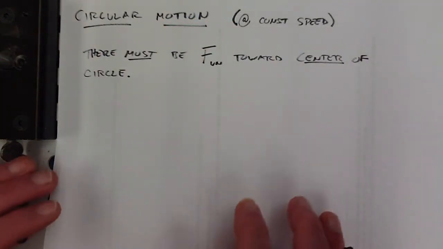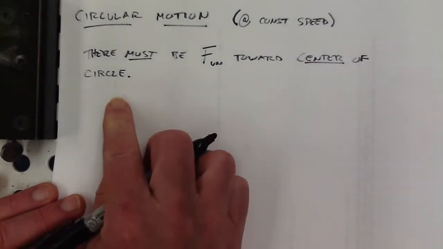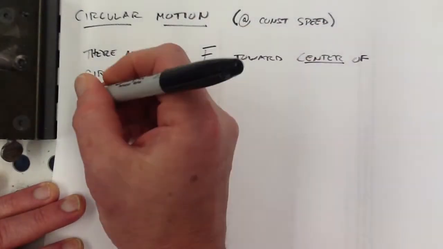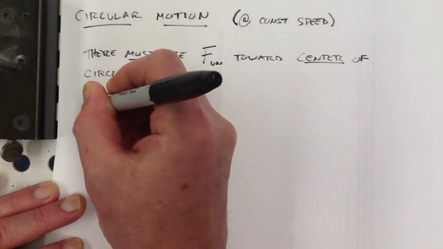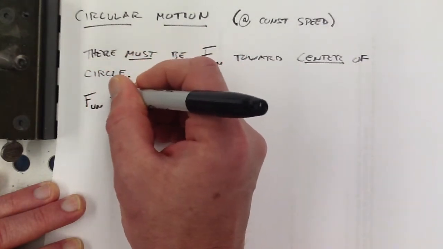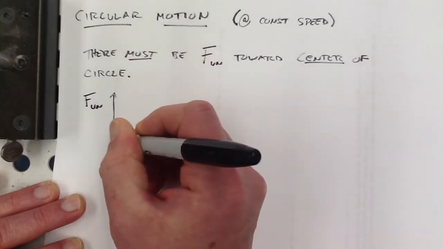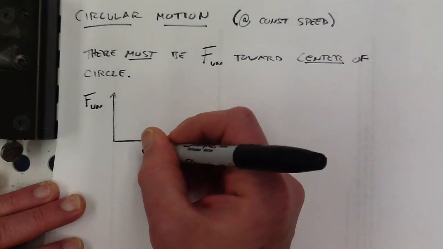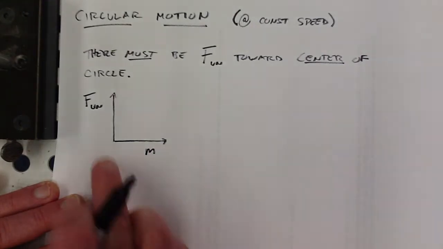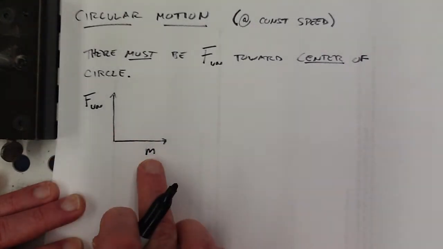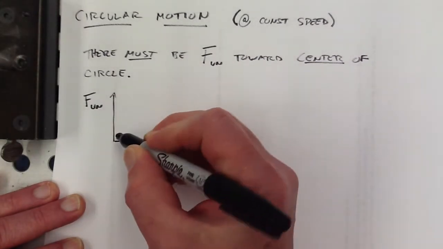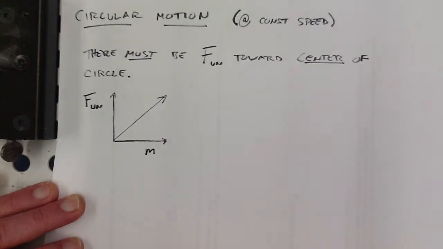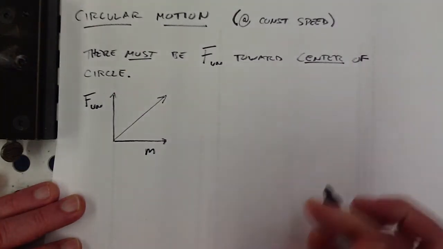And not only that, but we know how that unbalanced force depends on things, because of the lab, when you collected your data for unbalanced force versus, what's the first one that I had you do? Maybe mass was first. Unbalanced force versus mass. The more mass you have, the more unbalanced force you're going to need to move something in a circle. And that turned out to be a linear relationship.